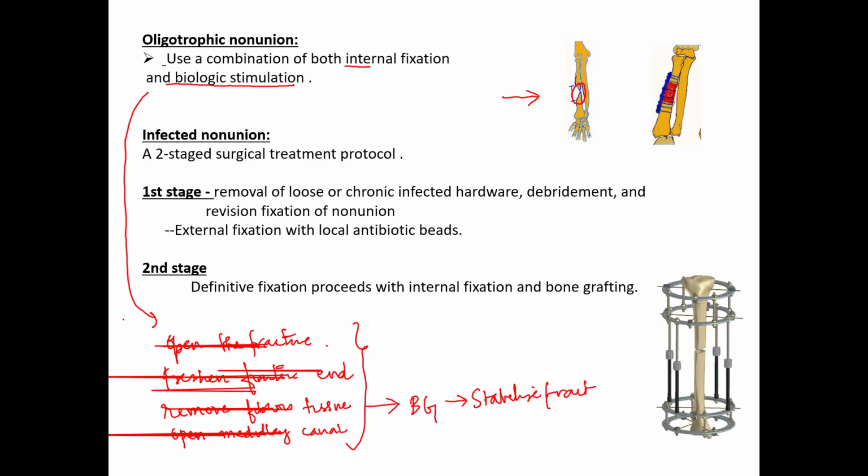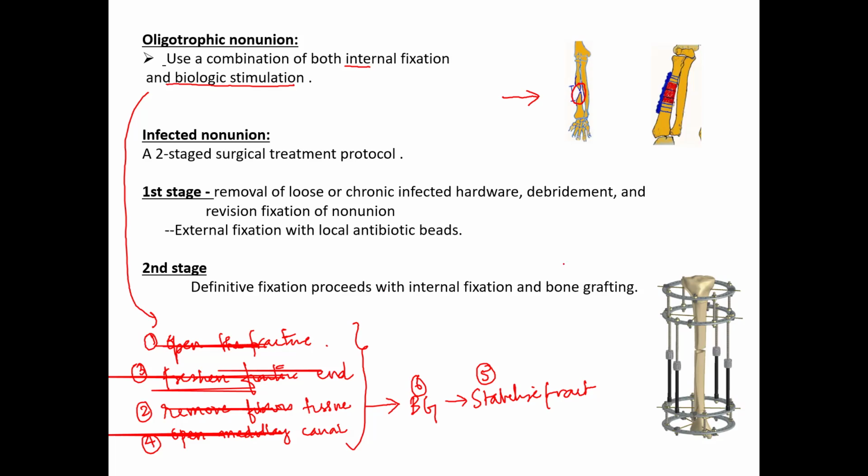So step one is open the fracture. Second, we need to remove the fibrous tissue. Third is freshen the fracture ends. Fourth is open the medullary canal. Once you have opened and freshened the fracture, then stabilize it. Once you have stabilized, you put the bone graft. This is the series of steps of treatment for the patient who is having typical atrophic non-union.